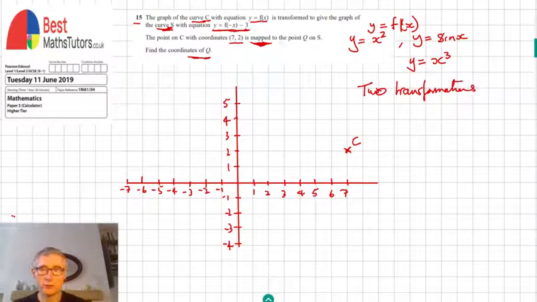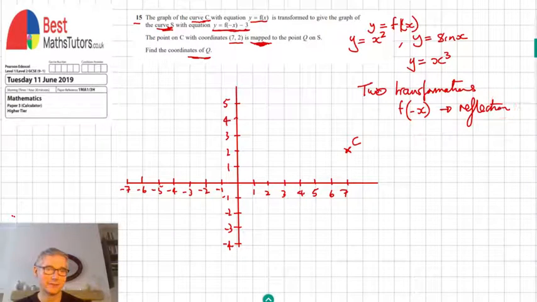The first one is that we're doing f of minus x, and that would be a reflection in the y-axis. This means every point that we might have, so point C for example, if we did this transformation, it would be reflected in this vertical axis. So I'm just going to write that down to make it clear. It's a reflection in the y-axis.